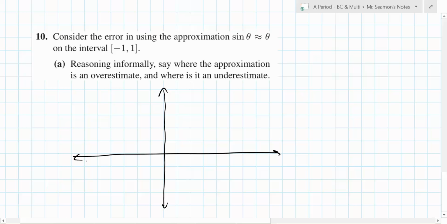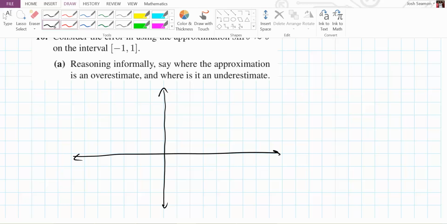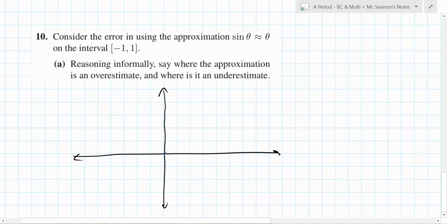What does sine look like? What is sine 0? 0. So sine starts here, and what is it? It starts there, and what does it do? It goes up and then down, right? It also does that. You with me?